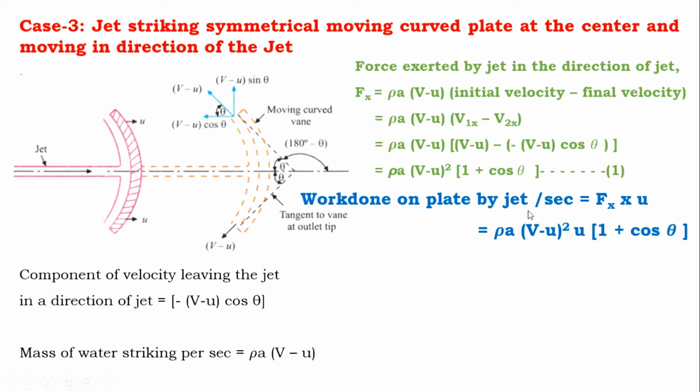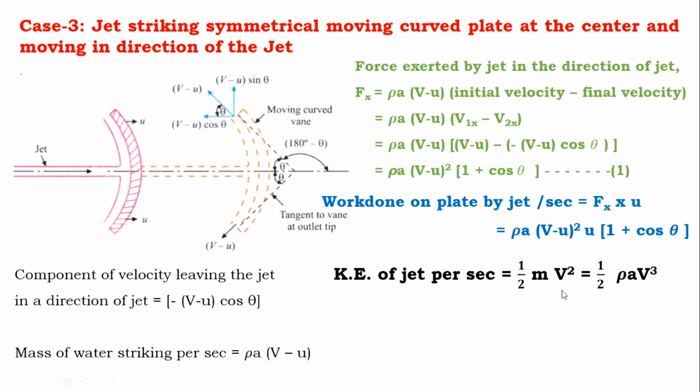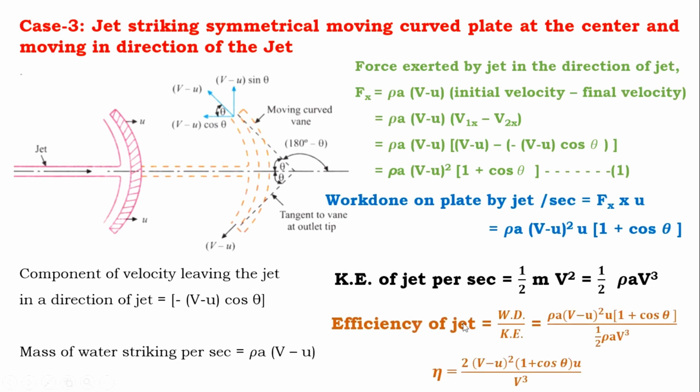Now find out the work done by jet on the plate per second. Fx into U. Substitute the value of Fx here. We get the work done by jet on the plate per second. Now to find out the kinetic energy of a jet per second is equal to 1/2 mV squared. We get the kinetic energy of a jet. Suppose if you want to find out the efficiency of jet, the formula for this is work done upon kinetic energy. Here we have already calculated work done and kinetic energy. Substitute those values, we get the efficiency of jet.